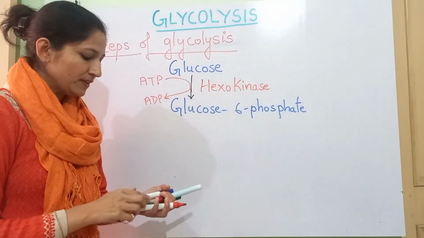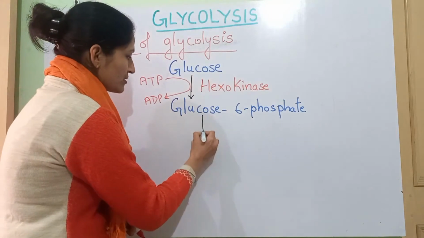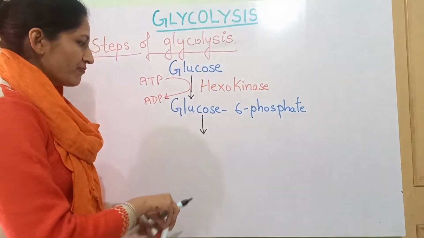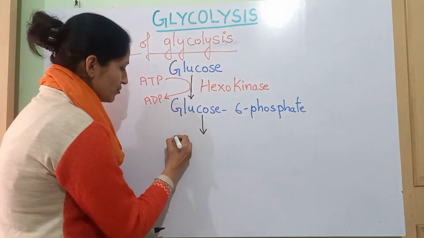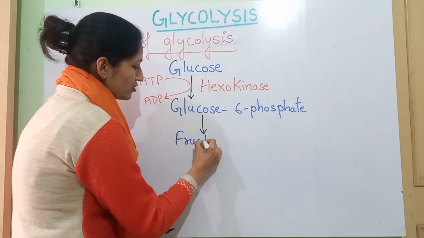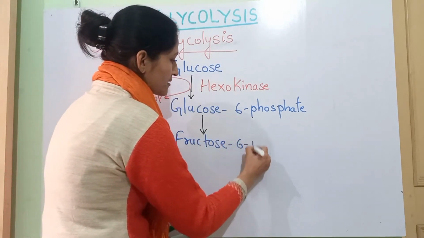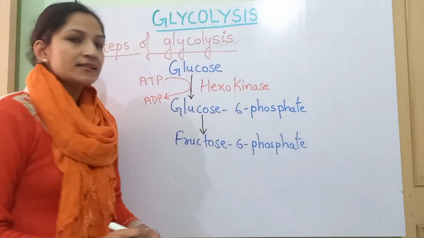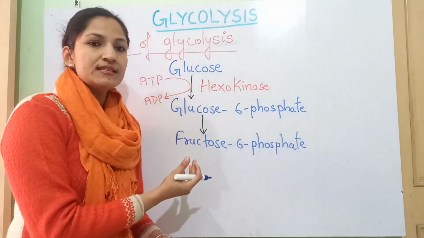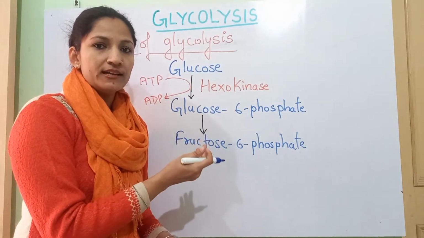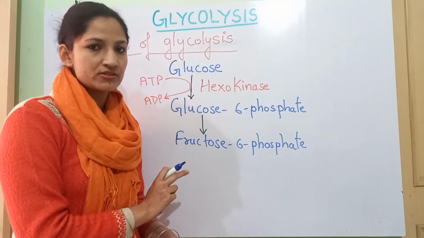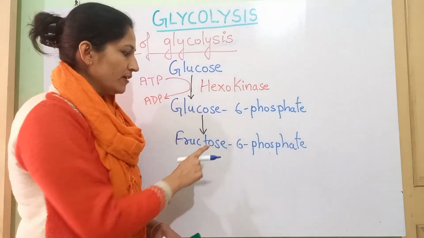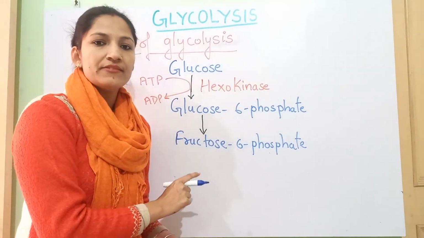In the second step, now this glucose is converted into fructose 6-phosphate. So fructose is an isomer of glucose. It will become fructose 6-phosphate. Why is this done? This is done to increase the side chain number so that the modification can be done in the structure. Glucose is a 6-member ring only having one side chain. Fructose is a 5-member ring. It is having 2 side chains.